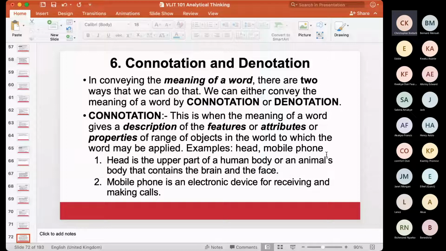Let's talk about mobile phone. Mobile phone is an electronic device for receiving and making calls. It's a description. It is also the feature. The feature of a mobile phone is that it should be able to do what? Receive and make calls. The attribute of a mobile phone is that you can make a call on it, you can receive a call on it. These are its attributes. The properties of a mobile phone are that it can make calls and receive calls. So when we are talking about connotation, this is what we mean. And please take advantage of them.